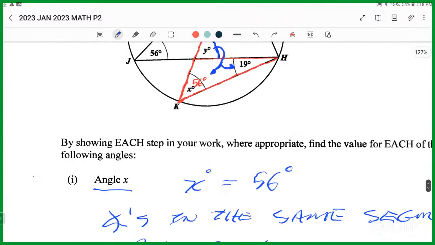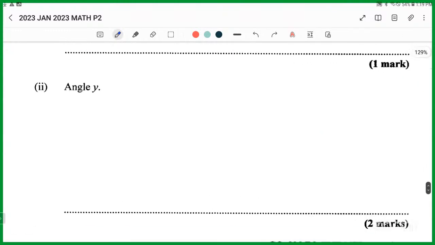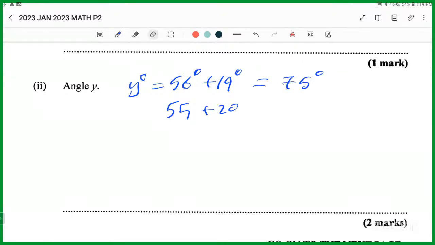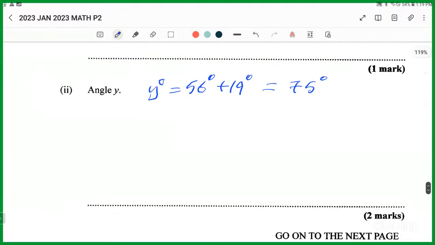So y is equal to 56 plus 19. You see here, y degrees is equal to 56 degrees plus 19 degrees. What is that up to? 55 plus 20, that's 75. Right? Y degrees is 75 degrees.